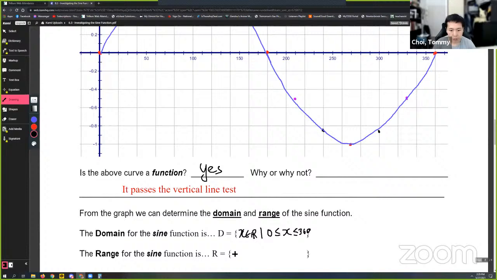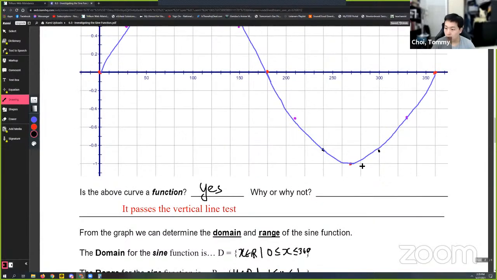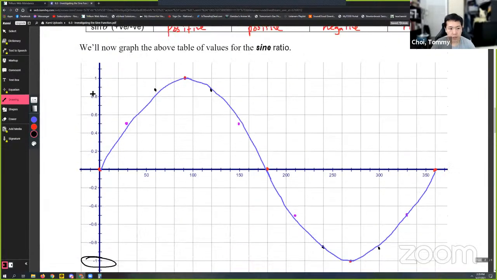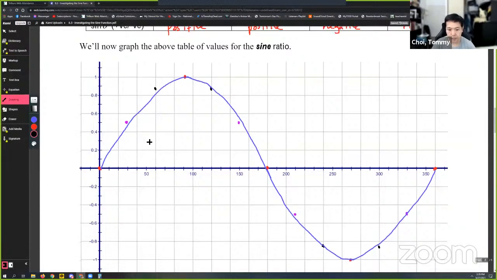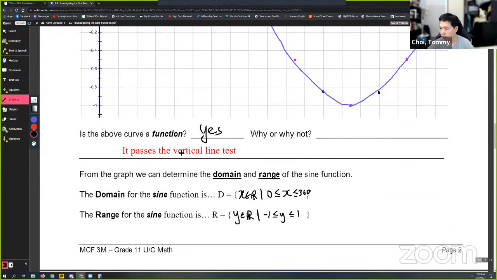Okay. For your range, y ∈ ℝ, such that -1 ≤ y ≤ 1, because the y value goes as low as -1 and as high as +1. And it doesn't go anywhere further than that. If you wrote this as your domain and range, congratulations, you did very well. That's exactly what we want you to know and remember as you dive into this.